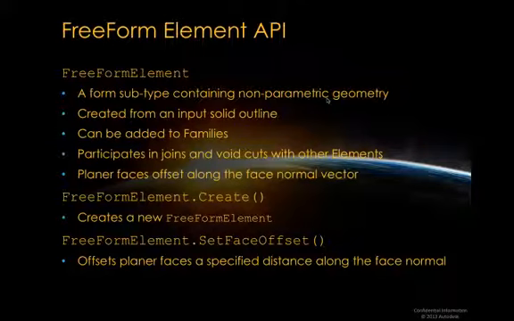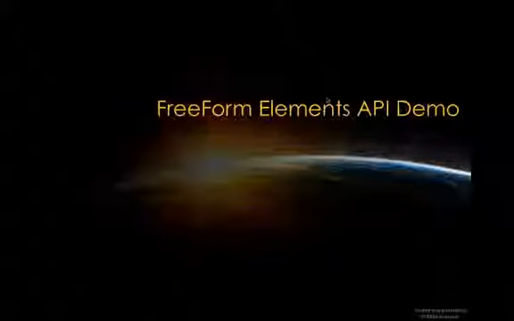We have a new FreeForm Element API, which defines a form subtype containing non-parametric geometry. It's created from an input solid outline, can be added to families, participates in joins and void cuts with other elements, and as mentioned, its planar faces can be offset along the normal vector of the face. So there's a static create method to create a new instance of a freeform element, and there's the set face offset method which offsets planar faces by a specified distance. Here's a demonstration of making use of these freeform elements.